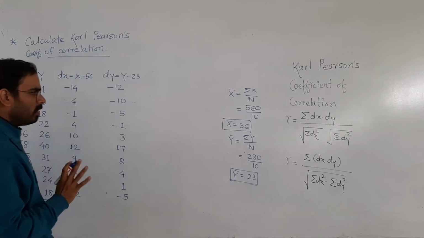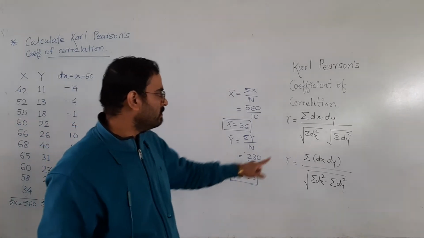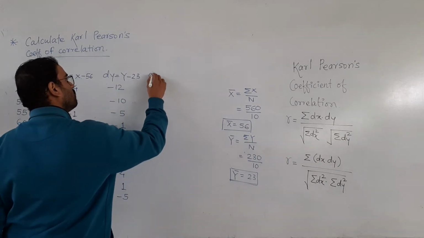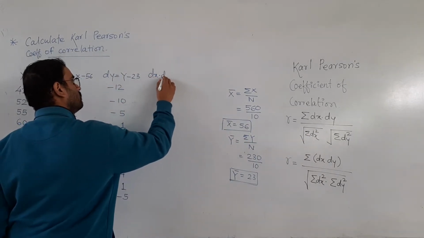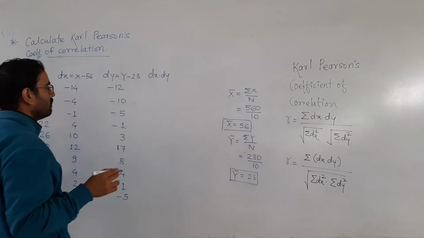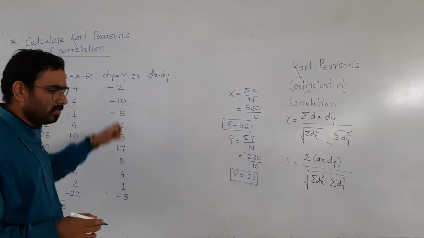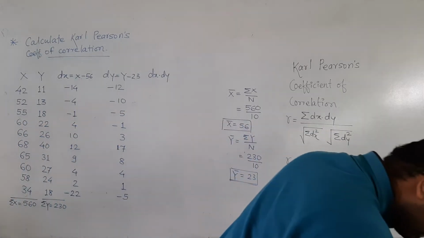But what we need is dx into dy. So here dx into dy will be a separate column. You have to multiply these terms. So multiply these terms; I am also multiplying this.